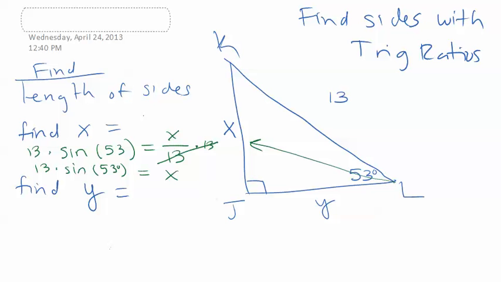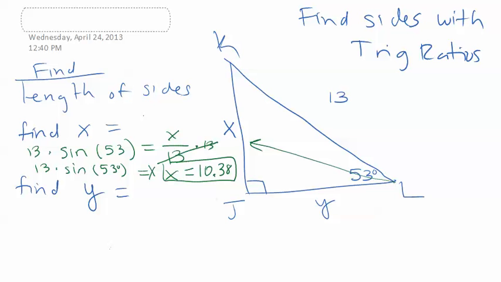But you need to make sure that the mode of your calculator is set to degrees. If you don't know how to do that, you can look online, go to TI to find out how to do that, look in your instruction manual, or find out when you come to the next class. So 13 times the sine of 53 degrees, you type it into the calculator just like that. And x is equal to 10.38. You can round to the nearest hundredths place. So the side x is 10.38.